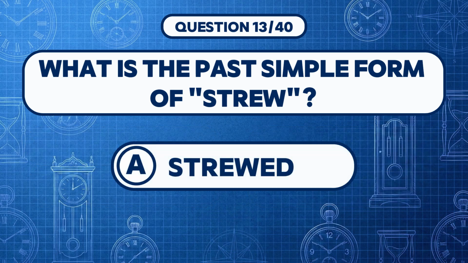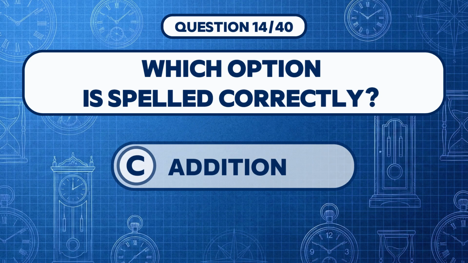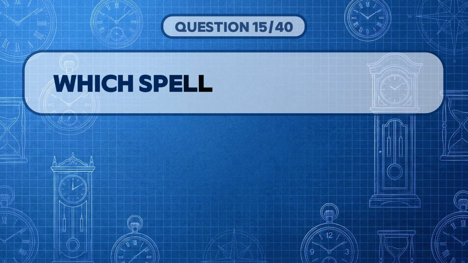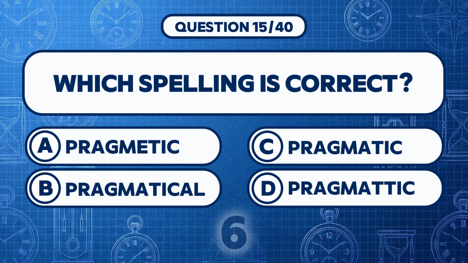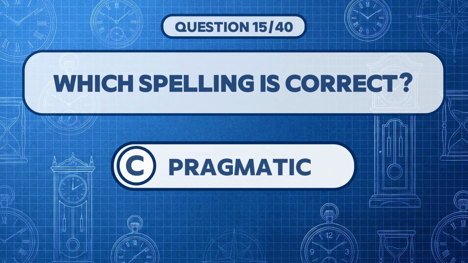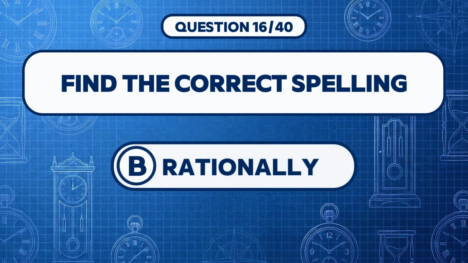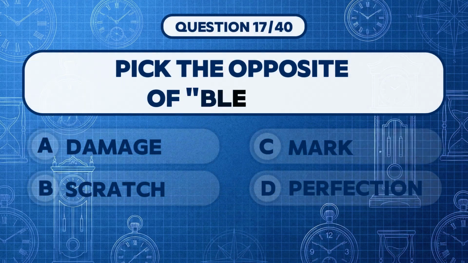Answer A, strewed. Which option is spelled correctly? Answer C, addition. Which spelling is correct? Answer C, pragmatic. Find the correct spelling. Answer B, rationally. Pick the opposite of blemish.